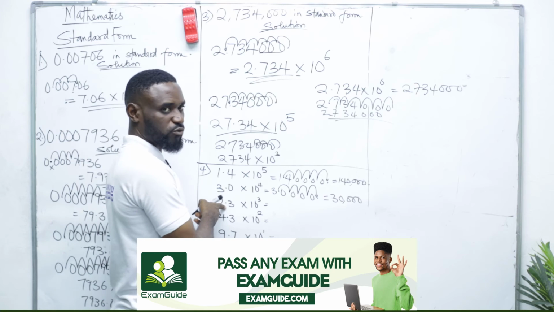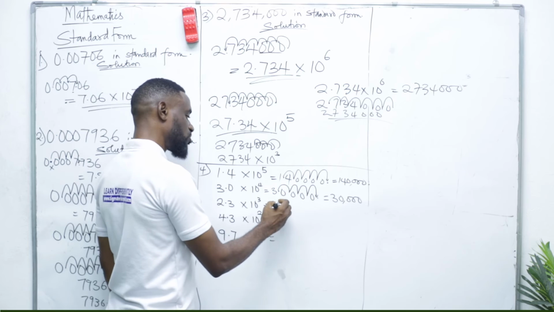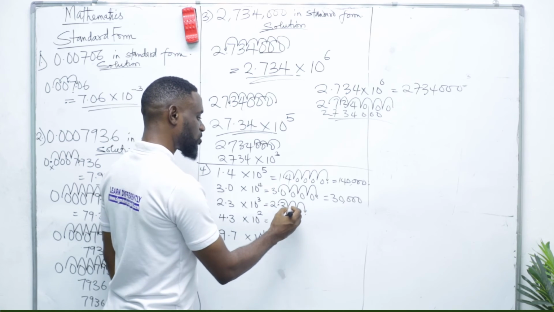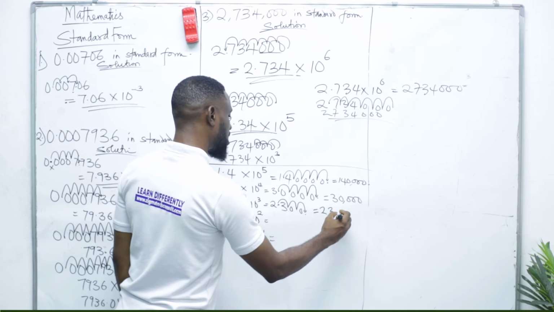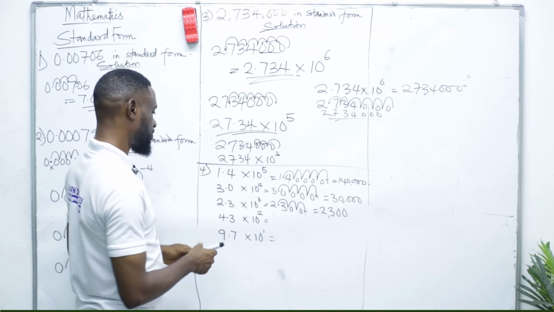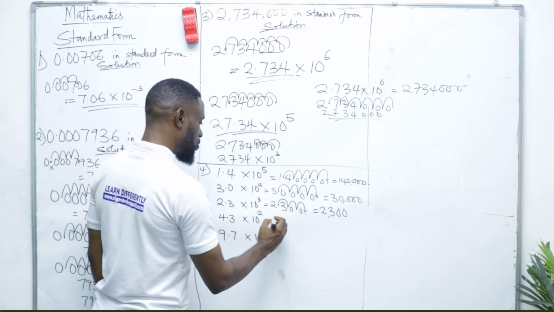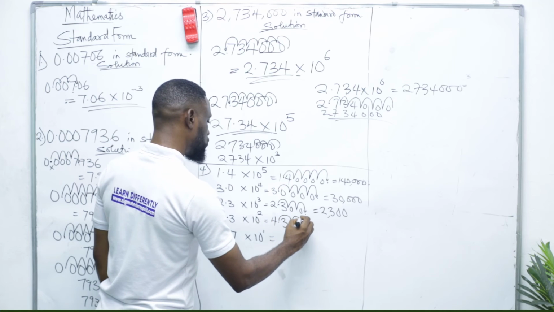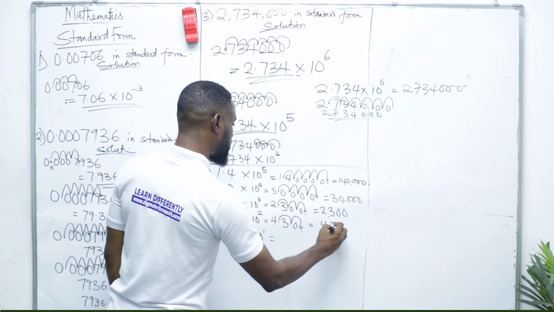We do the same thing for 2.3. How many times are we moving? 3 times. So we're moving 1, 2, 3. So it is now here. So this will now be equal to 2,300. Can you see that now? Now look at this. This is 4.3. We're moving how many times? 2 times forward. Okay? So we're moving 1, 2, meaning this is now where the point is. We are adding 1, 0 here. So this will be 430.